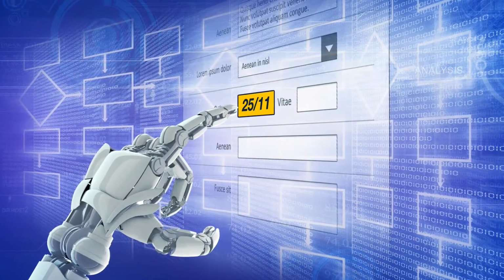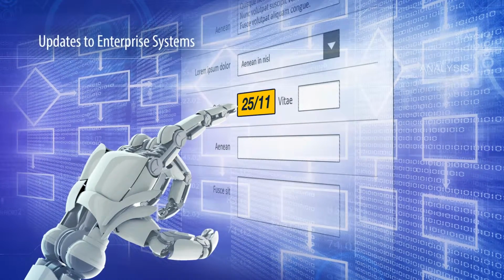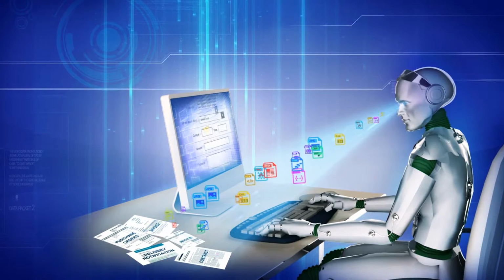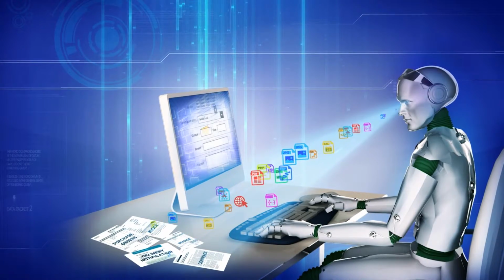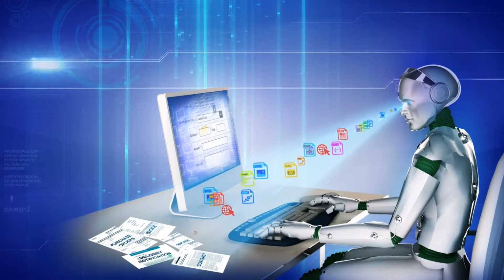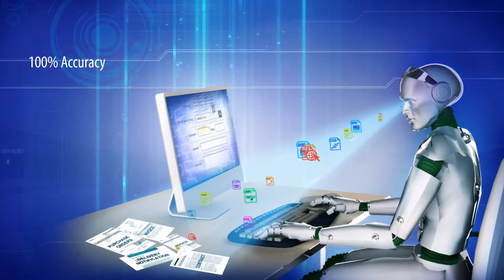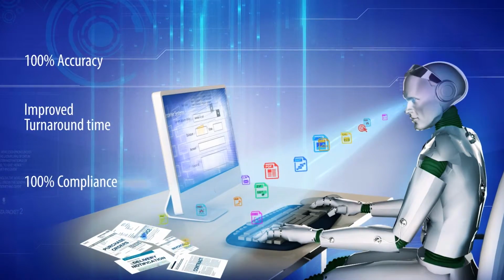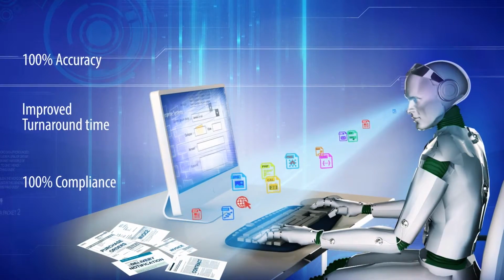This information is then updated to the enterprise's systems. TCS ROBOExtractor eliminates the need for human intervention in the data capture process. TCS ROBOExtractor improves accuracies, reduces turnaround time, and drives complete compliance, processing your business data with certainty.